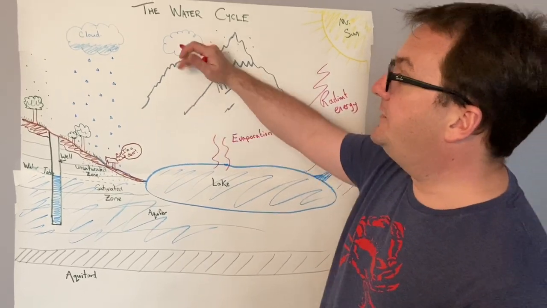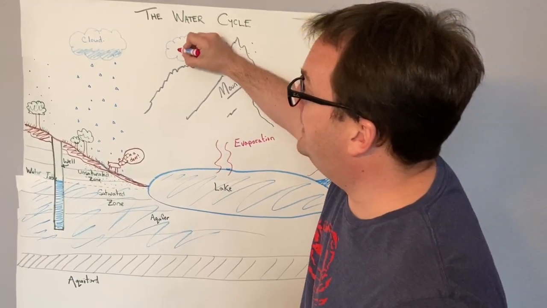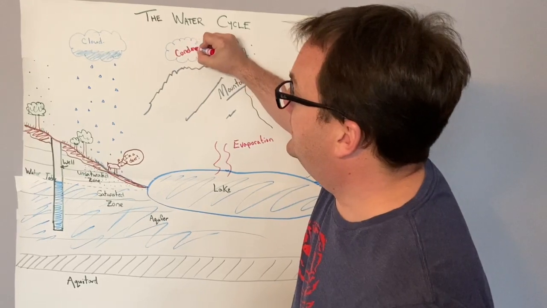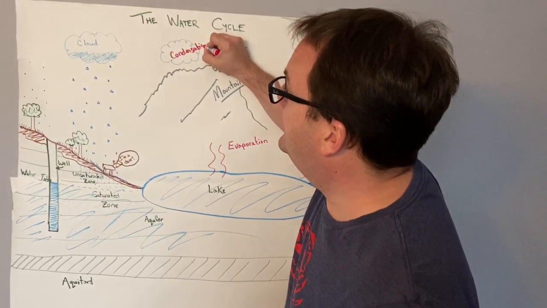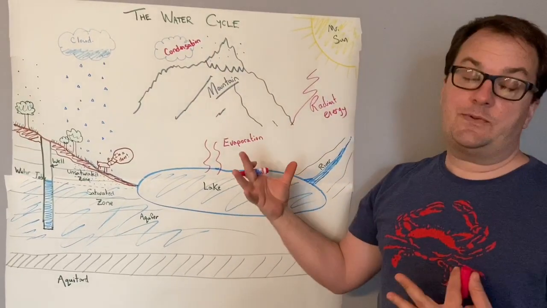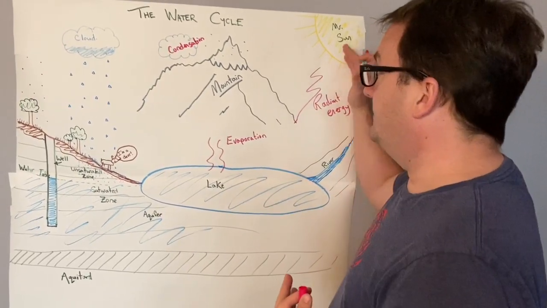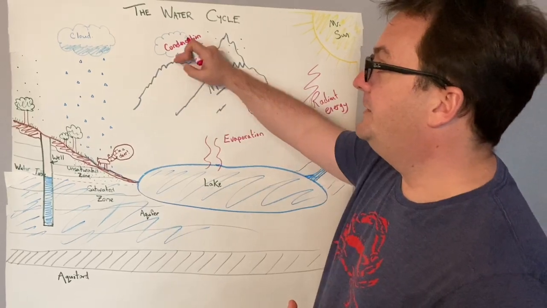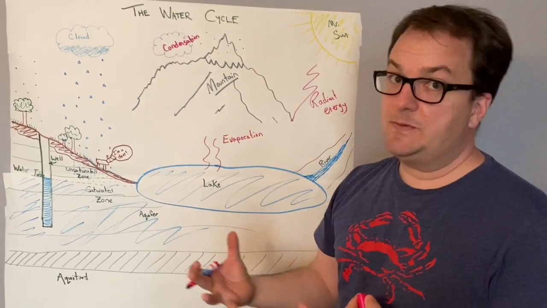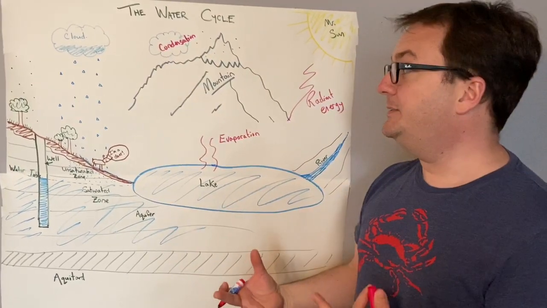And as it goes higher in the air, it cools and it condenses. Condensation is the name that we give any gas when it slows down and turns back into a liquid. We call that condensation. So radiant energy evaporates water. Water recondenses into clouds. As soon as you can see a cloud, you know it has to be liquid water.